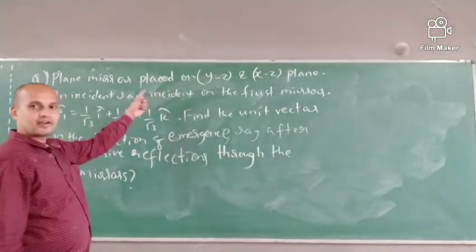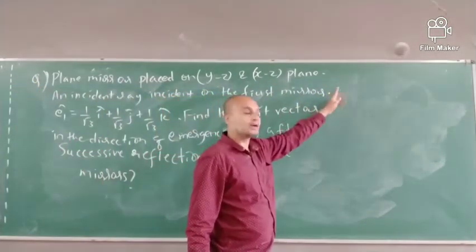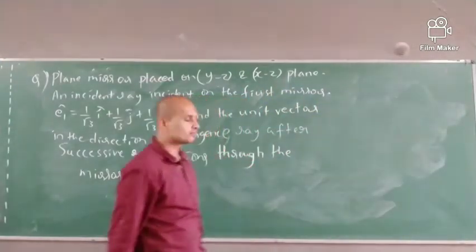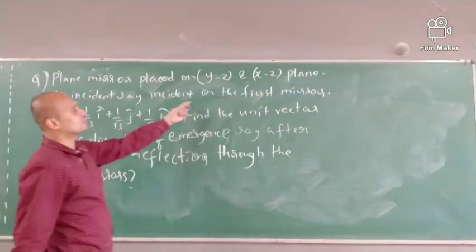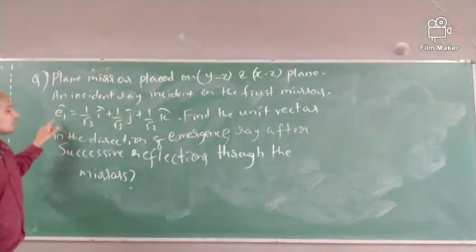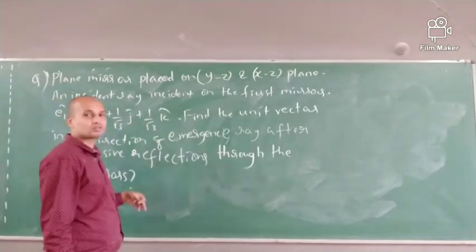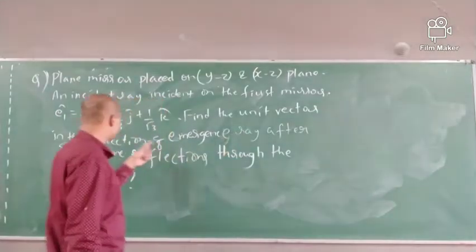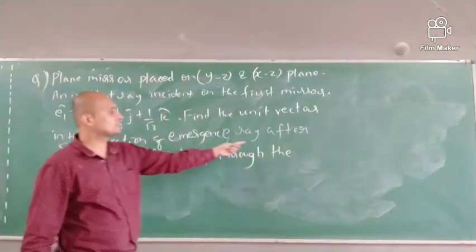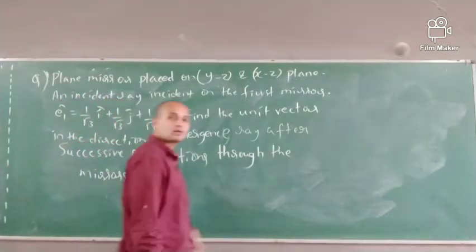We are going to take another question. Plane mirrors are placed on the YZ and XZ planes. A ray is incident on the first mirror, which is the YZ plane. The direction of the incident ray is given by 1 by root 3 i cap, 1 by root 3 j cap, 1 by root 3 k cap. Find the unit vector in the direction of the emergent ray after successive reflections through the mirrors.